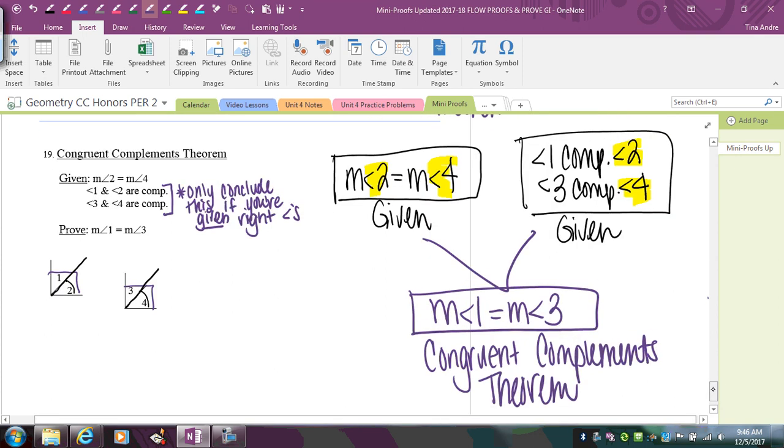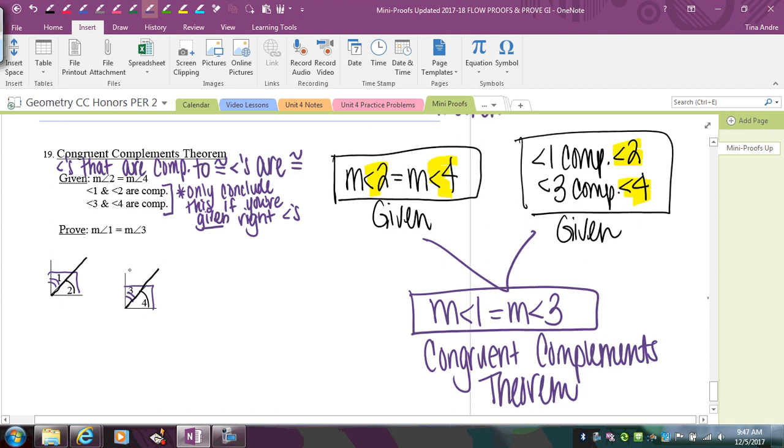Remember what that really means. Let's write it underneath: angles that are complementary to congruent angles are congruent. So 1 and 3 are complementary to 2 angles that are congruent. That makes 1 and 3 congruent. In my picture, 1 and 3 must be congruent because 2 and 4 are the same and these angles add to 90, which forces 1 and 3 to be the same.